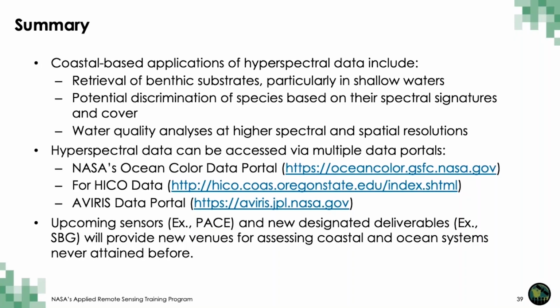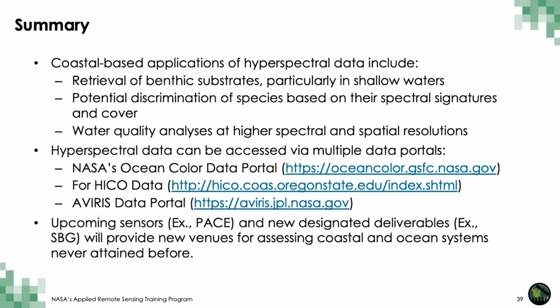And here we're going to summarize today's session in a couple of bullets. So remember that coastal-based applications for hyperspectral data include the retrieval of benthic substrates, particularly in shallow waters, and the potential discrimination of species based on the spectral signatures and cover of these species, but also hyperspectral data can be used to analyze water quality at higher spectral, potentially also higher spatial resolutions as well, depending on the sensor.